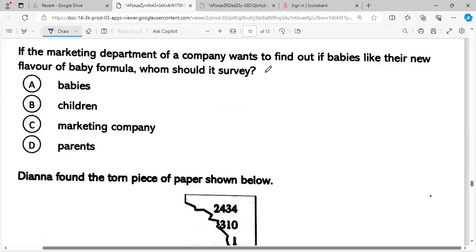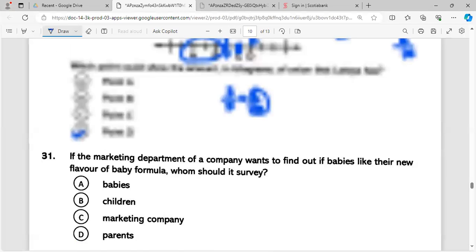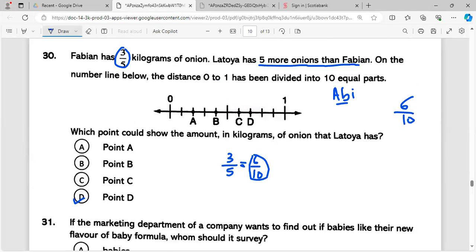All right, let me move on then. Who wants to do this one? It says, if the marketing department of a company wants to find out... oh guys, that one you're going to have some debate. Sir, I don't understand 29. 29 or 30? Just the 29. This one you're talking about? Yes, sir. Still don't understand.